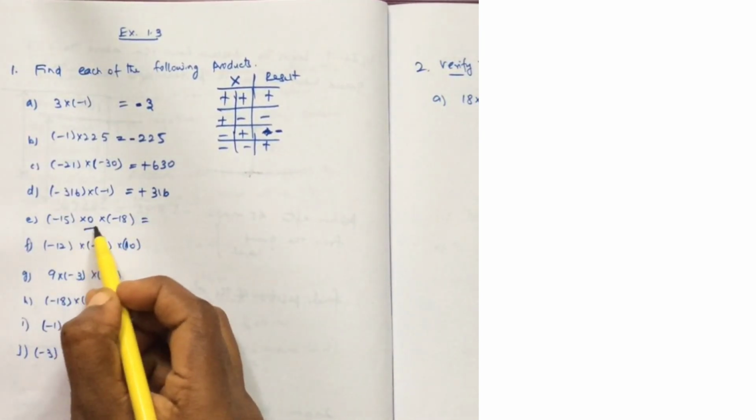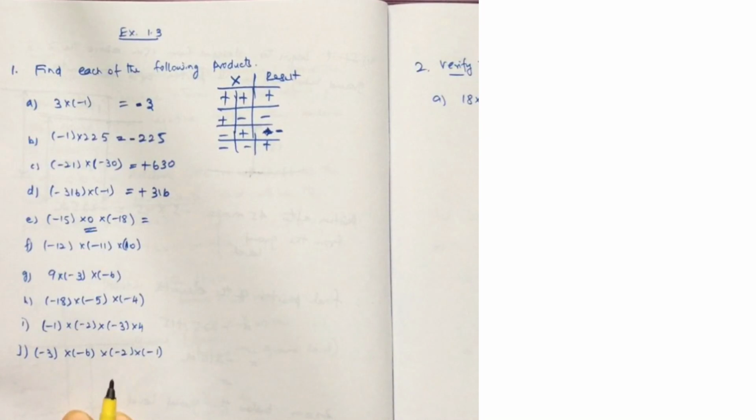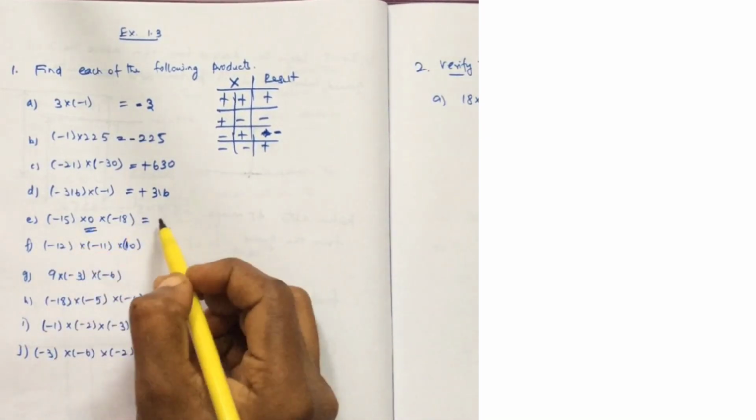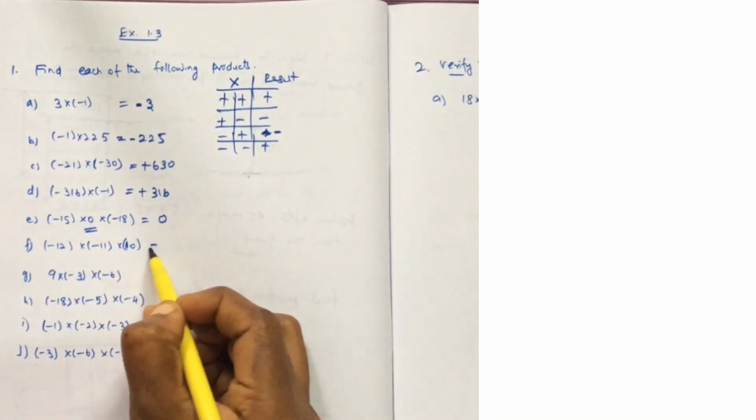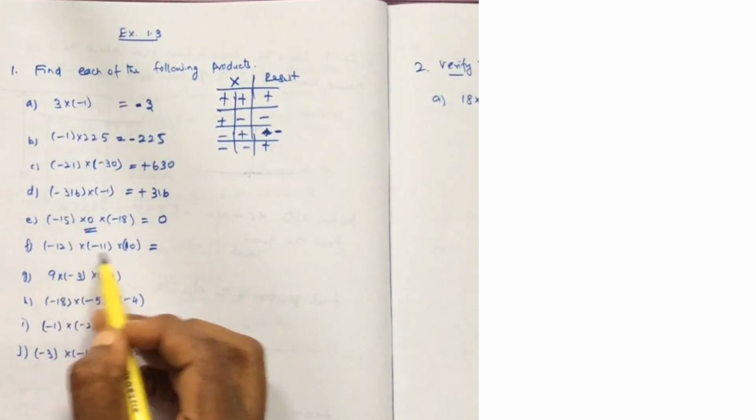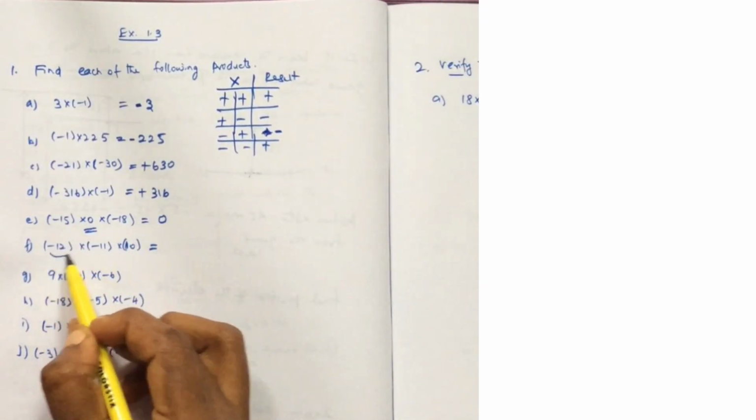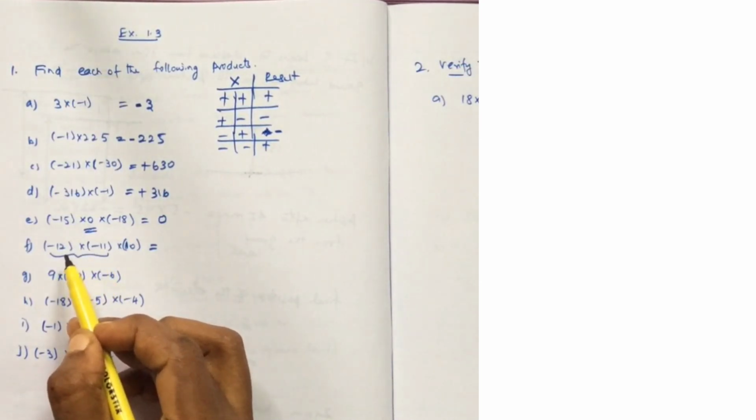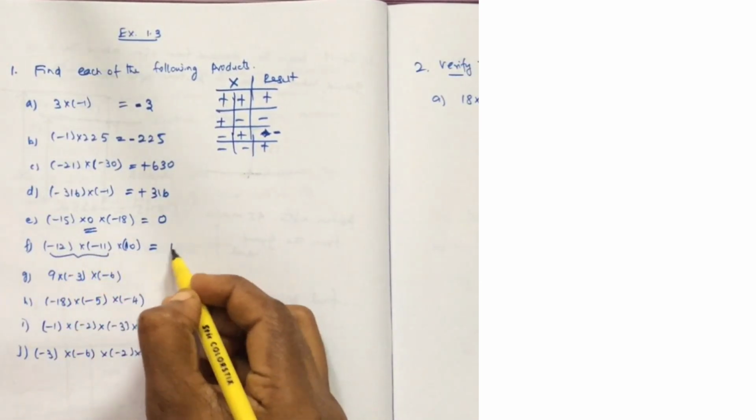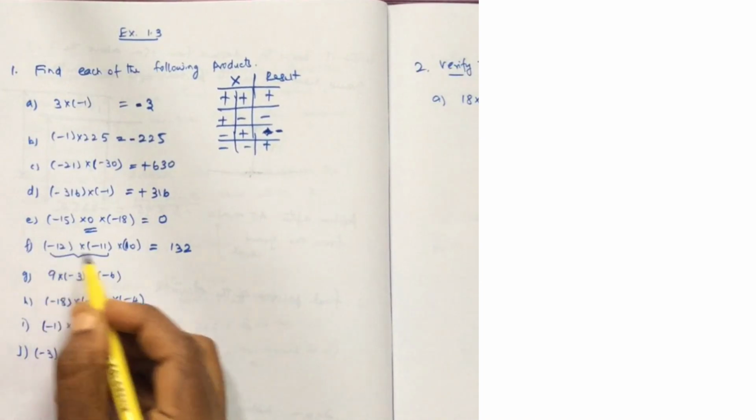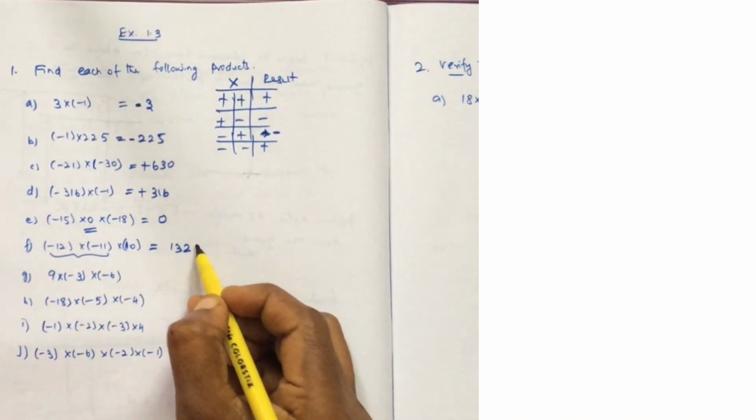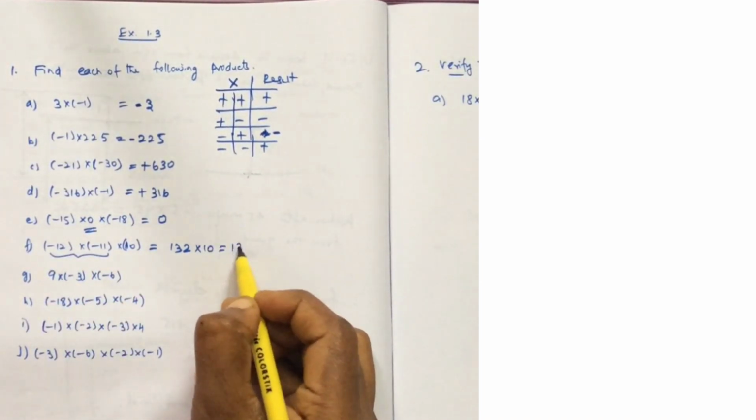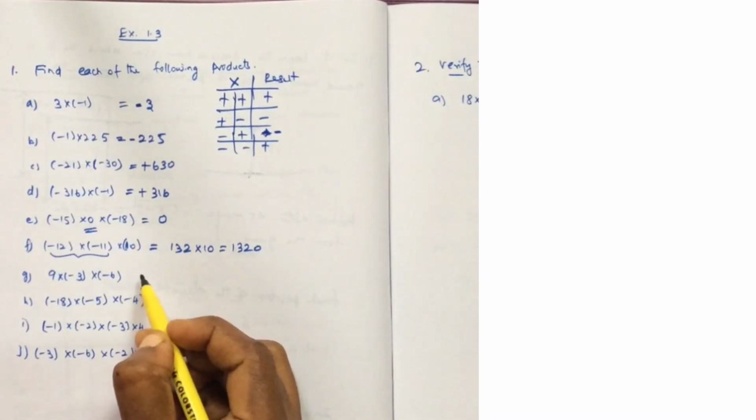Here there is a 0 here, okay. You know multiplication by 0 results in 0. Here you can see 3 integers are there. First we will solve these 2. 12 multiplied by 11 is 132. This minus into minus is plus. That multiplied by 10 gives 1320.